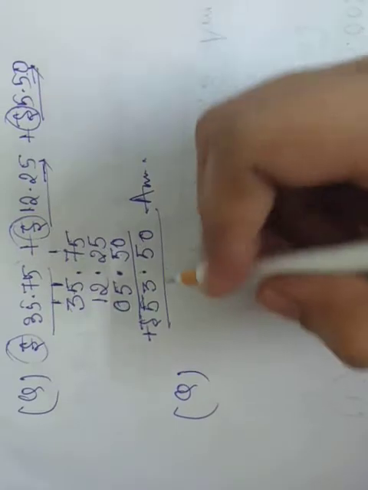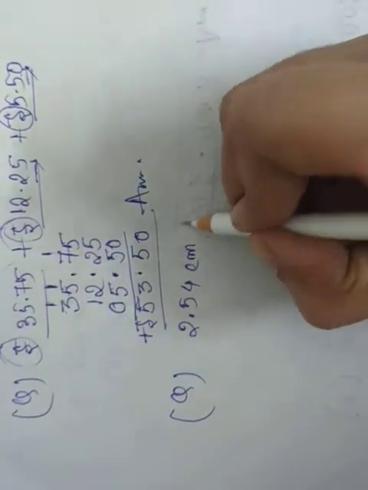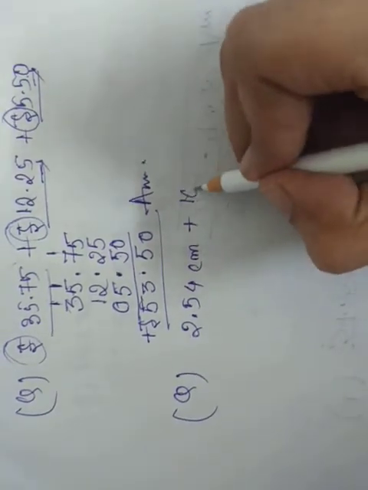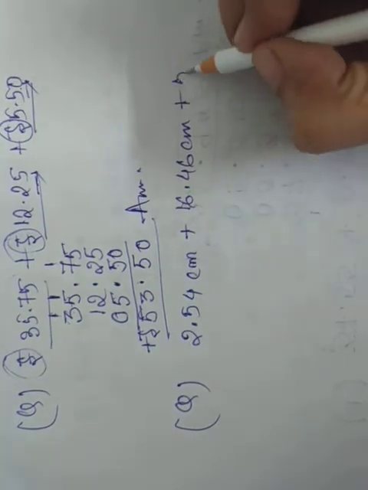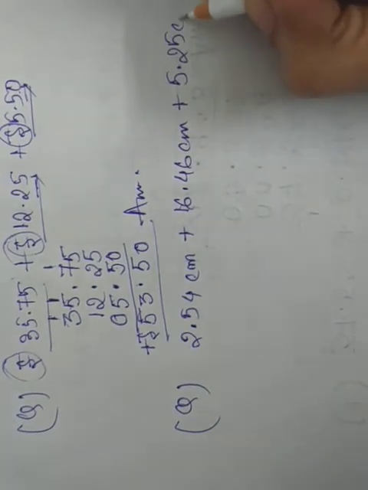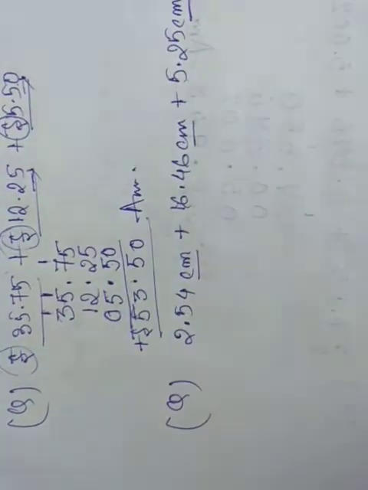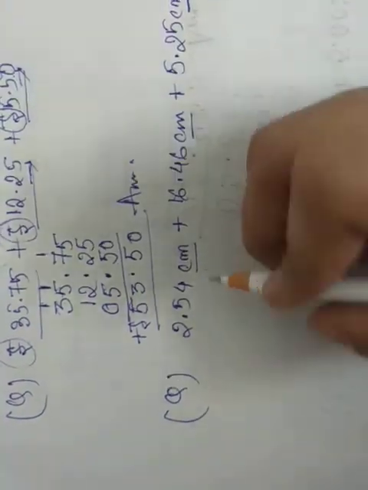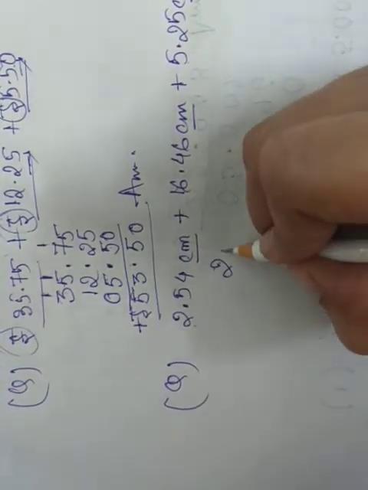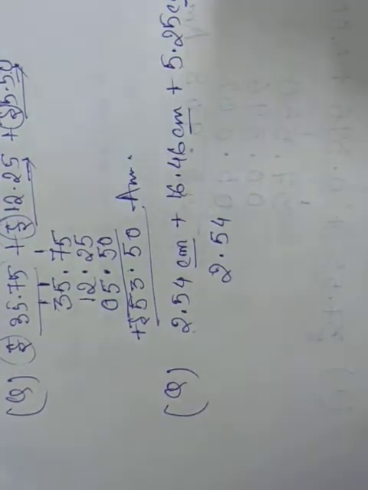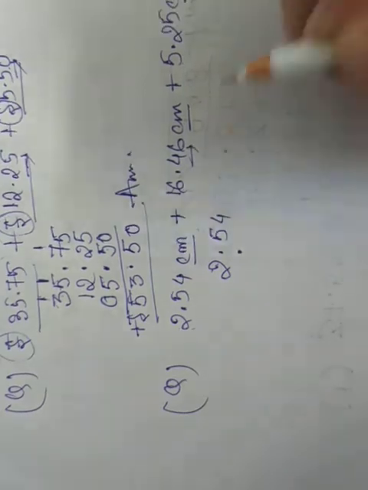Next question. It is 2.54 centimeter plus 16.46 centimeter plus 5.25 centimeter. Here also everywhere the unit is centimeter, so we can add it easily. First we will write the first digit. It is 2.54. Okay. Next, first write the decimal and then see what is there in the right hand side.